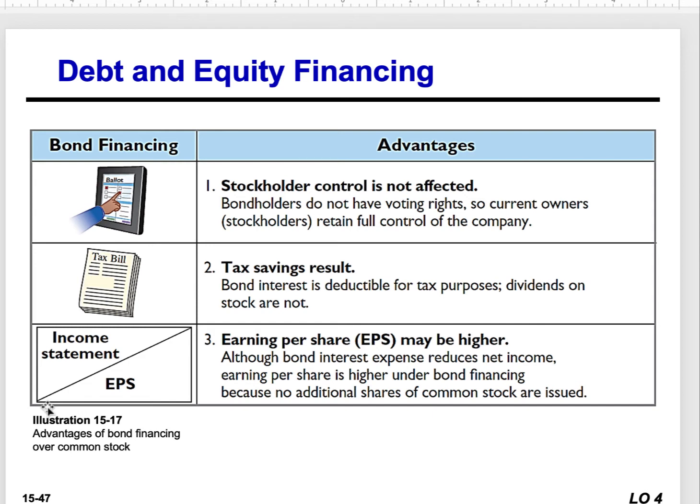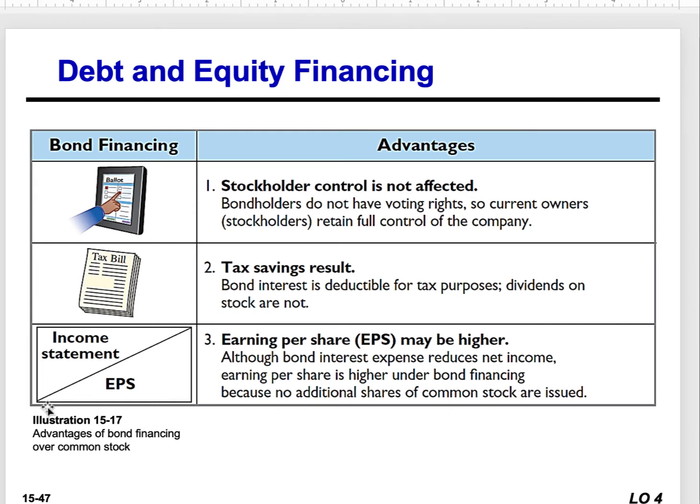Debt and equity financing, right? We kind of talked about this at the beginning of this chapter, right? What are the advantages of bond financing? Well, stockholders maintain control, right? Their control is not affected. Why? Because the bondholders can't vote, right? Bondholders do not have voting rights. So the current owners or the stockholders, they retain full control of the company.